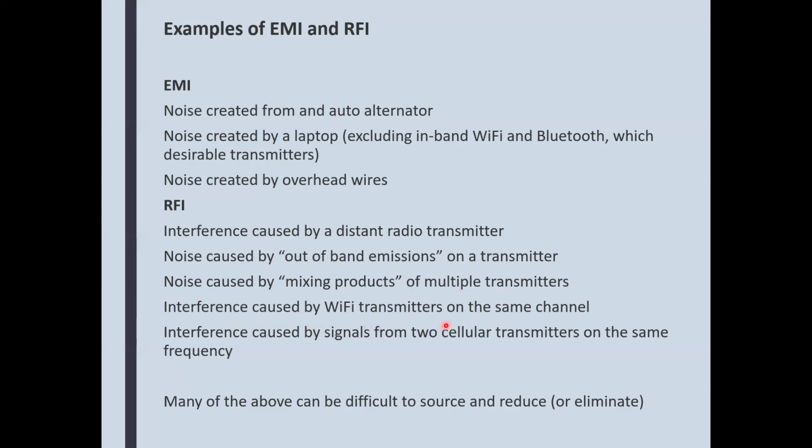Interference caused by Wi-Fi transmitters on the same channel. Interference caused by signals from two cellular transmitters on the same frequency. Many of the above can be difficult to source, reduce, or eliminate. And sometimes they hit you unexpectedly. Oh, solar flares, that's another thing. I'll get to that in a second here. That interference can hit you unexpectedly.